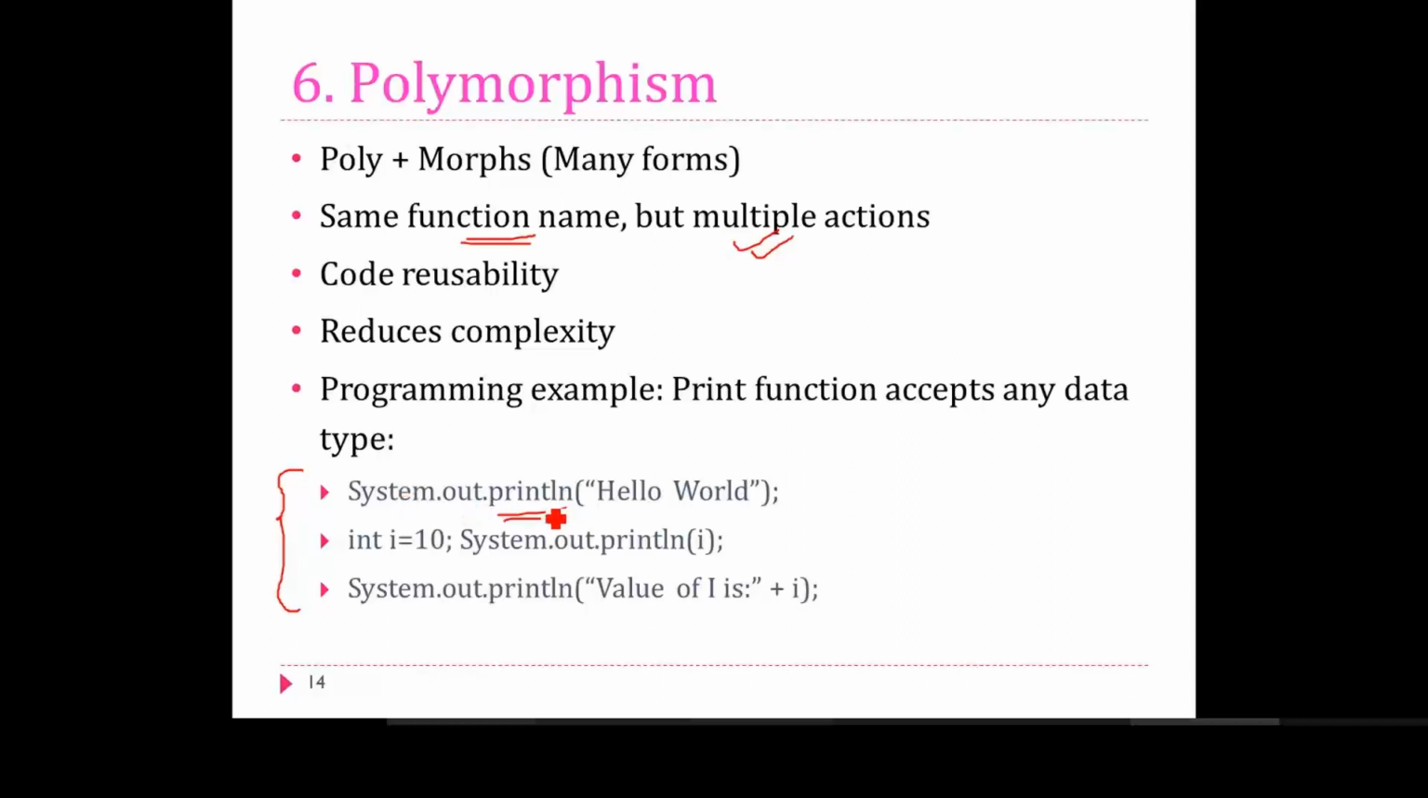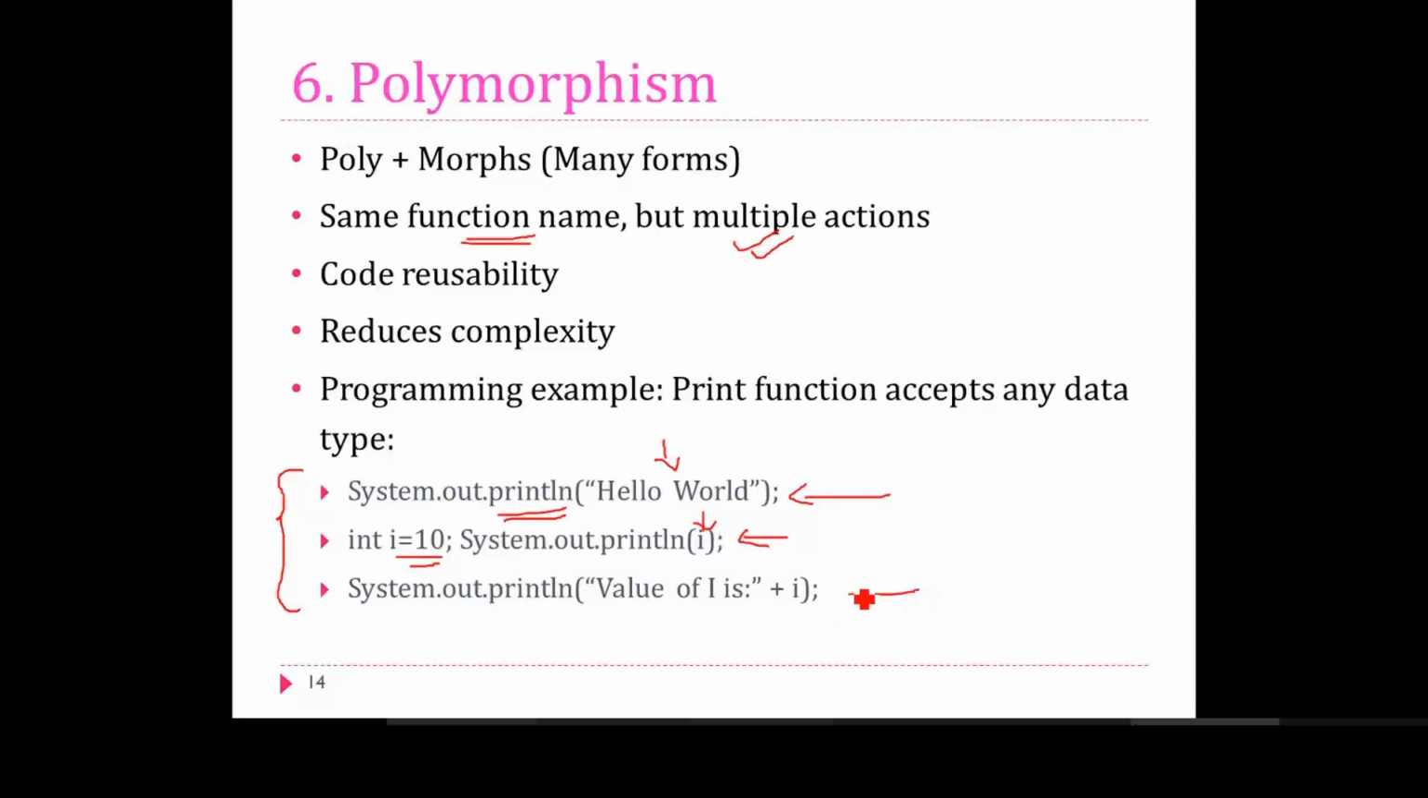Okay, so the println function. In the first line, the println function is accessing a string concept. I'm passing a string variable over here. In the second line, just observe this. I'm having an integer variable called i, which is assigned as 10, and here I'm passing the integer as a parameter.